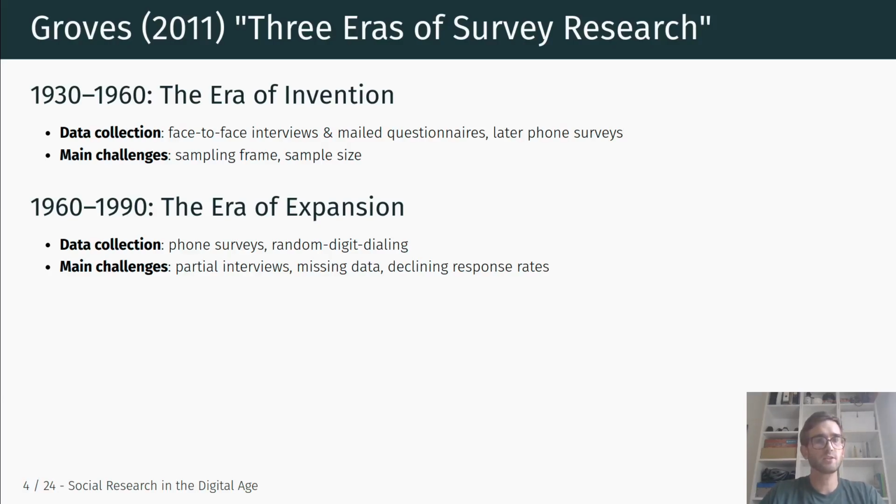So the challenges here changed a little bit. It wasn't sample size and the sampling frame anymore. The sampling frame was actually much better compared to area-based sample selection. But new challenges came. For example, people interrupted or stopped interviews. There were issues with partial interviews, where people declined to continue an interview. There were questions about missing data, and also declining response rates at the end of that era.